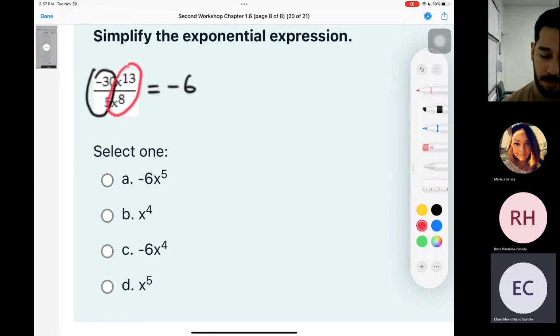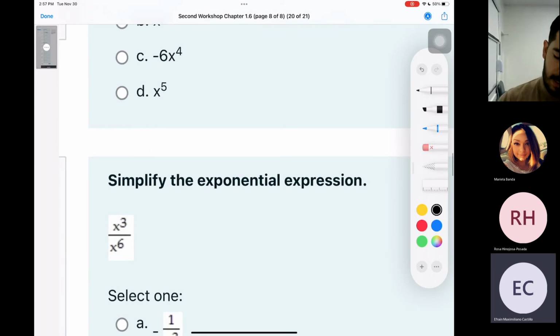This is where I apply the rule. Division of variables means subtraction of exponents, top minus bottom. So negative 6, x to the power of 5.